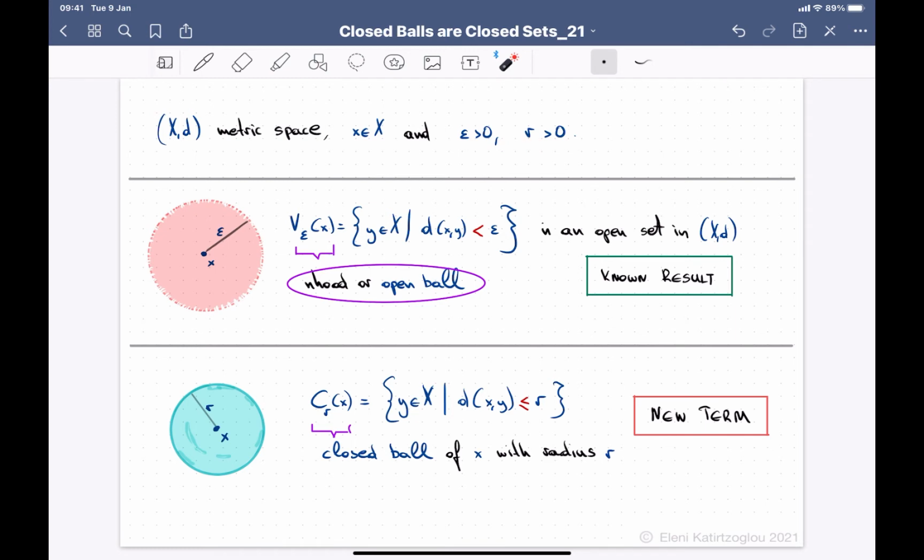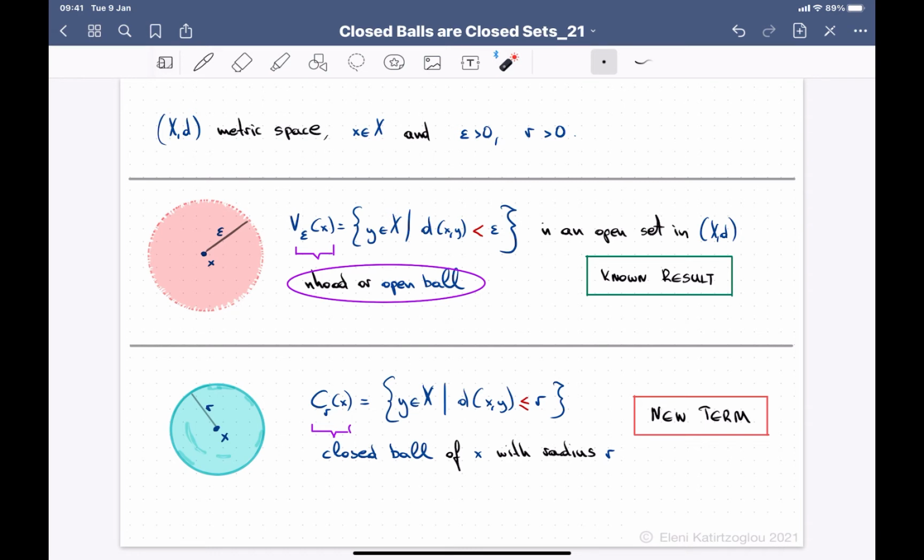We know that the set of all the elements y in X that have distance from x strictly less than epsilon is a subset of X that is called the epsilon neighborhood of little x. And it is a well-known fact that this set is actually an open set in the metric space X.